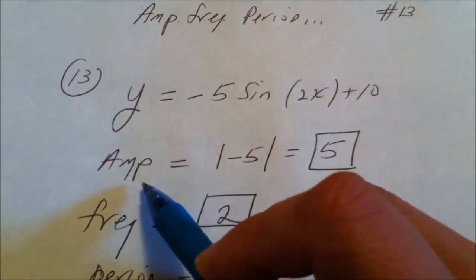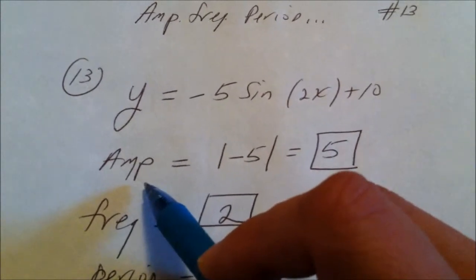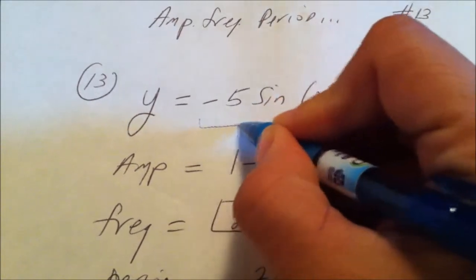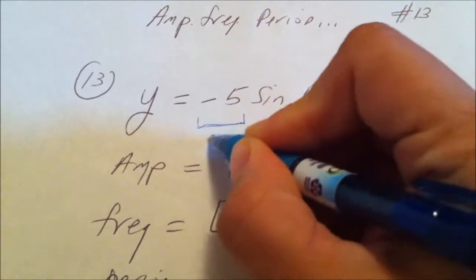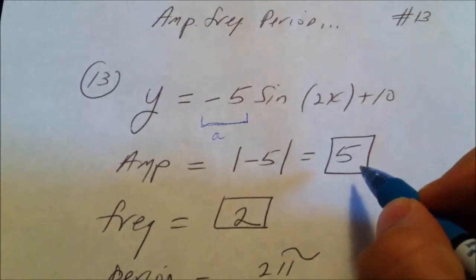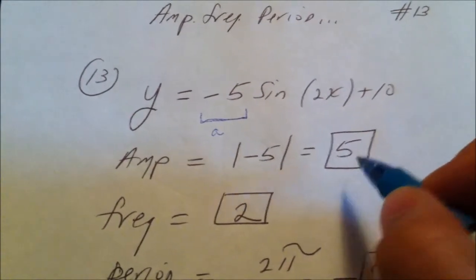It's always positive because it's distance. The formula for amplitude is the absolute value of A. Now this happens to be A right here. So you're going to take the absolute value of -5, which happens to be 5. So amplitude is always positive.